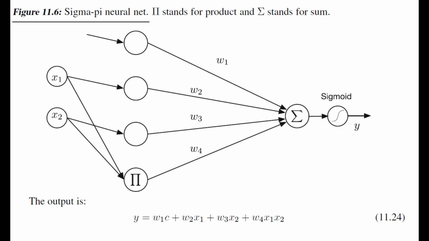Here's a breakdown of the image, Sigma Pi neural net. X1 and X2 represent the inputs to the neural network. There can be many more inputs than just X1 and X2.